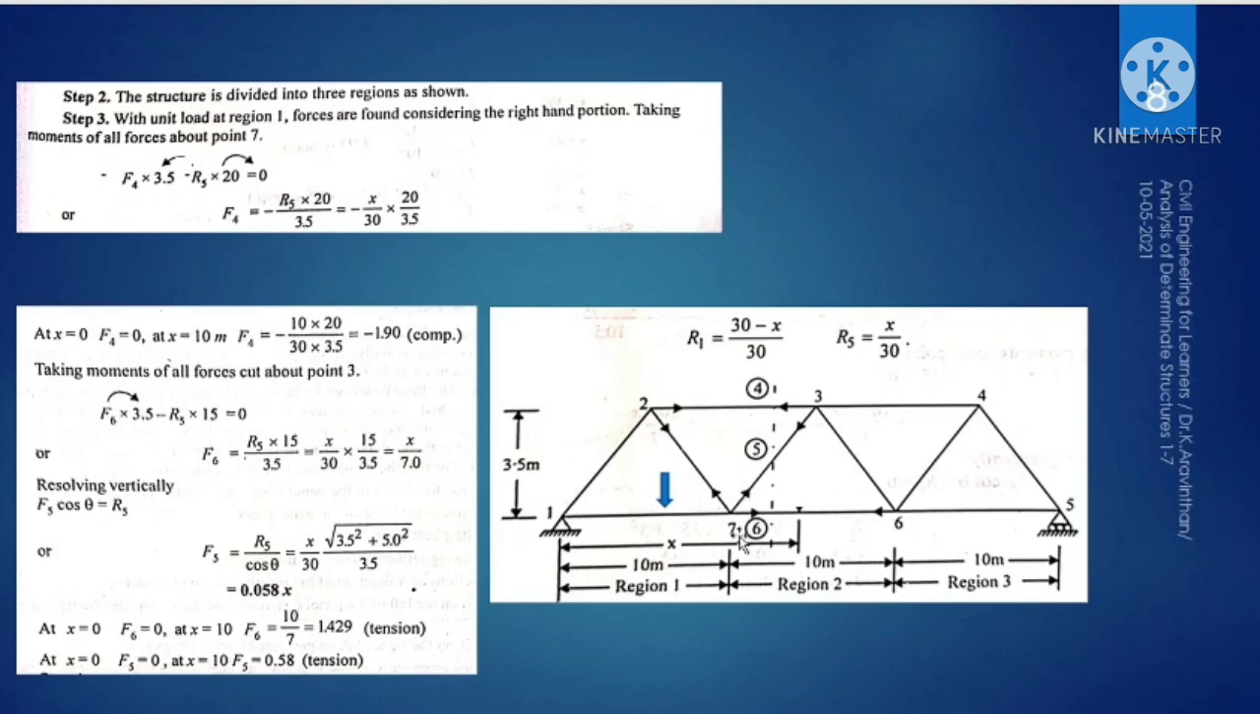Now taking the moments equal to 0, if I am considering the joint 7 and looking at the right hand side, I will have R5 into distance 20. This is anti-clockwise, hence minus R5 into 20. The other force is a horizontal force here, which is F4. F4 into the distance 3.5 is also anti-clockwise about the joint, hence it is taken as negative F4 into 3.5.